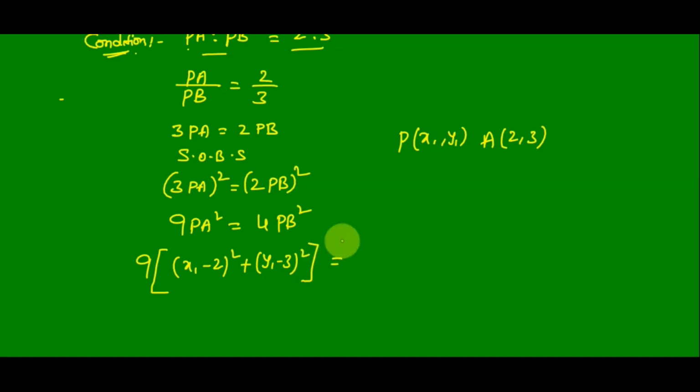Then on the right hand side, this square and this root will get cancelled. Generally we'll write it like this, square root of, and this square. The square and roots get cancelled. Similarly on the right hand side also, PB square. So B point is 2 comma minus 3.